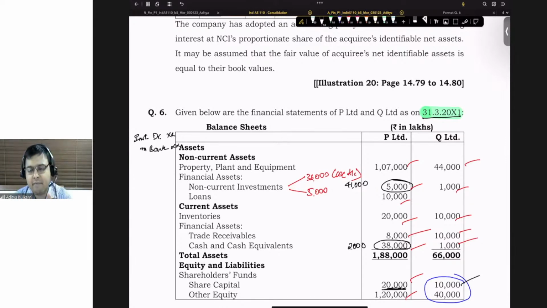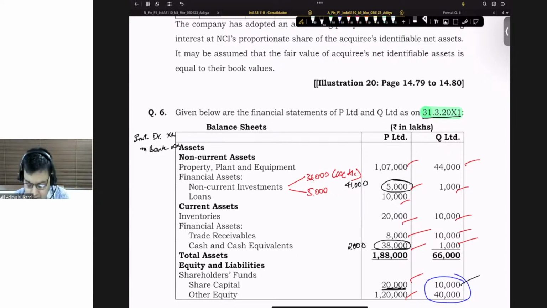See, P Limited is acquiring a stake in Q does not mean 36,000 will go to Q Limited. No, 36,000 will go to the shareholders of Q Limited. So it will not affect the books of Q Limited in any manner. So don't get confused that if 36 went from P, it must come in Q. That is not the case. 36 will be paid to the shareholders of Q. So therefore, it won't come anywhere in the books of Q Limited.